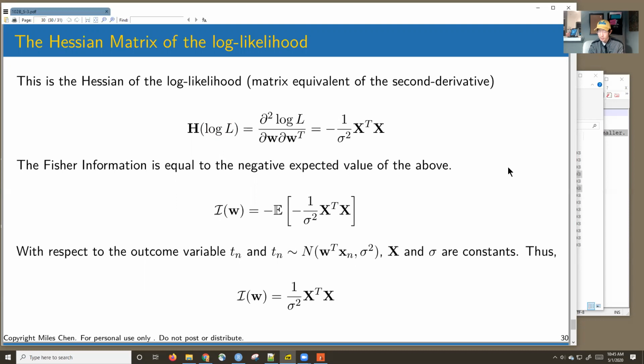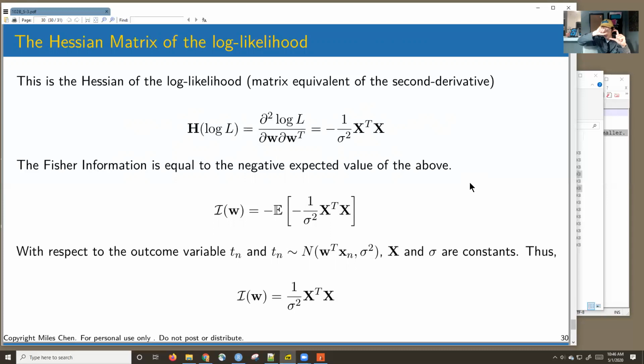Okay. Is taking the derivative with respect to w the same thing as taking the derivative with respect to w transpose? They're technically different. If you have a scalar function, taking the derivative with respect to w will result in a gradient with the same shape as w. If you take it with respect to w transpose, then the gradient will be in the shape of w transpose.